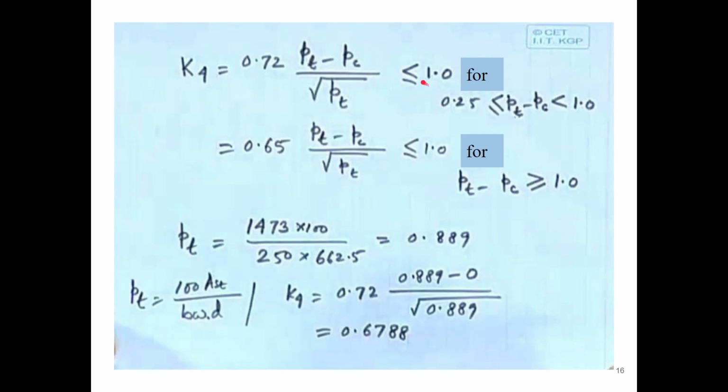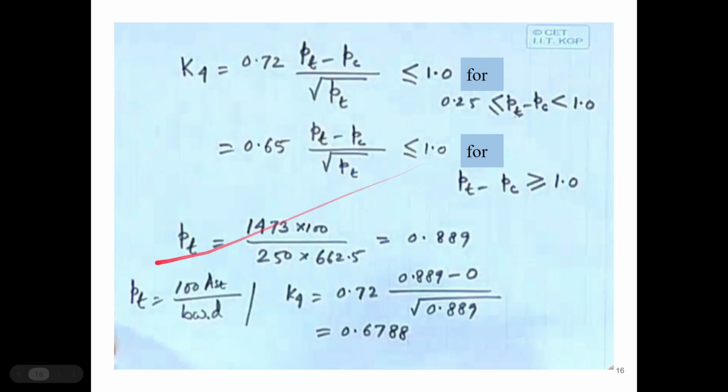If PT minus PC is between 0.25 and 1, we have to use this equation for the value of K4, and that has to be less than or equal to 1. And if PT minus PC is greater than or equal to 1, then we have to use this equation, which is 0.65 (PT minus PC) by square root of PT, and this value also has to be less than or equal to 1.